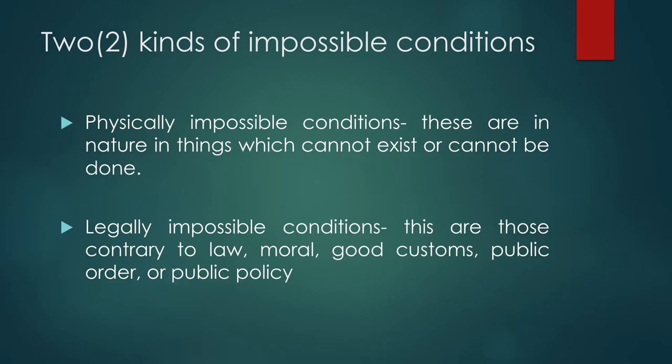Two kinds of impossible conditions would be physically impossible and legally impossible. When you say physically impossible, these are in nature, in things which cannot exist or cannot be done, because the laws of physics and science dictate it. Like you have to be physically present in meetings happening at the same time in both New York and London. So how can you do that? You only have one body, so that's physically impossible. However, legally impossible conditions could possibly be physically possible, but are not allowed under the law, moral, good customs, public order, or public policy, and are therefore legally impossible conditions. So again, for impossible conditions, we have physically and legally impossible conditions.